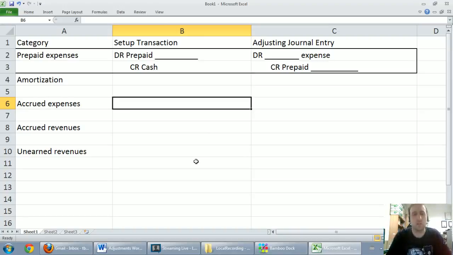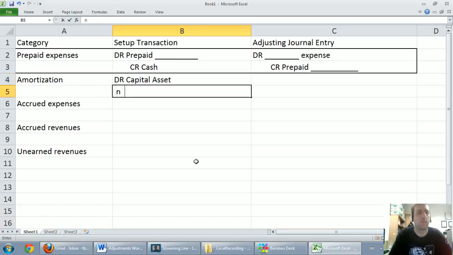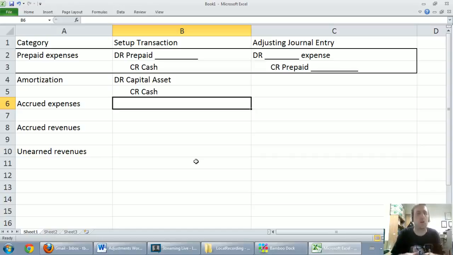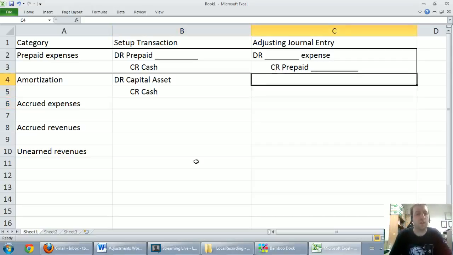Let's look at amortization. In amortization, at some point in the past, we're going to buy an asset. I'll call it a capital asset. A long-term asset that wears and tears and depreciates in value. And when we buy it, we might credit cash, we might credit mortgage if it's a long-term house or building. We might credit some sort of bank loan, but let's just say credit cash. So then, at our fiscal year end, we've got to say how much amortization, how much wear and tear has there been on this asset.